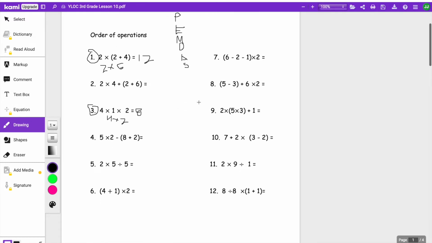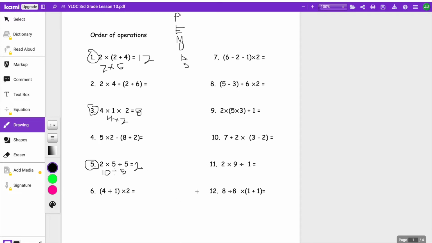Alright, now let's work on number 5. So again, we follow the rules of PEMDAS, and as you can see, the first thing here is multiplication. So 2 times 5 is 10. And then divided by 5, and that's equal to 2. So your answer would be 2.